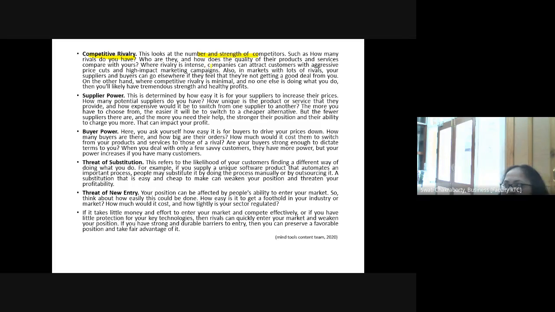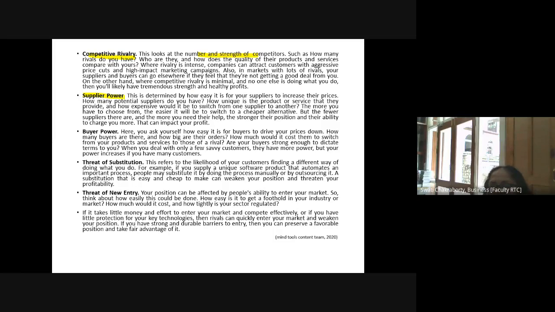Where the rivalry is more intense, companies can attract customers with aggressive price cuts and high impact marketing campaigns. In markets where there are a lot of rivals, your suppliers and buyers can go anywhere if they feel that they are not getting a good deal from you. On the other hand, where the competition is less and no one else is doing what you do, then you have the upper hand, your strength, and you have healthy profit.